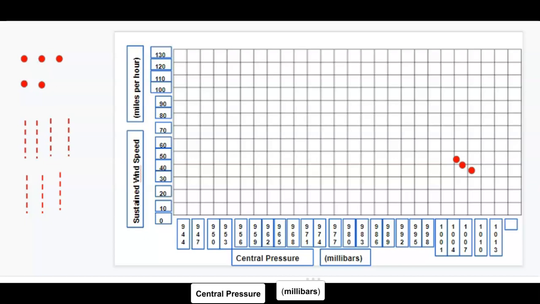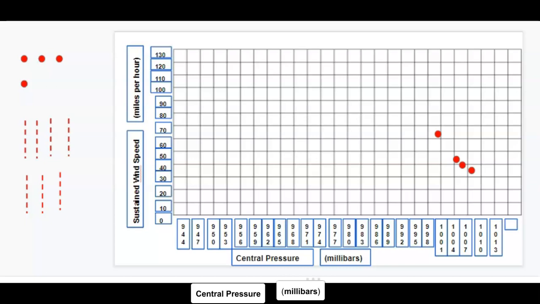Our next point is at 65 miles per hour and 1,000. So we don't have 1,000. So 60, 70, we're going to go in between, and I'm going to go ahead and put it there, and I'm going to use my arrow key to move it over to the left to try and represent 1,000. Alright, I think that works.